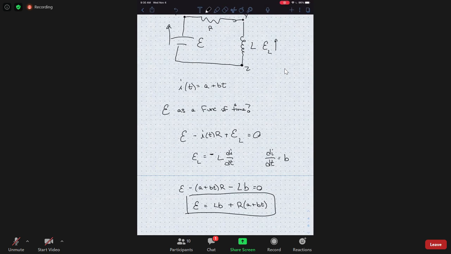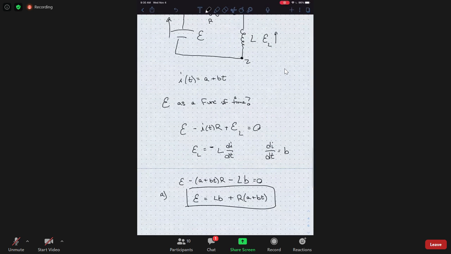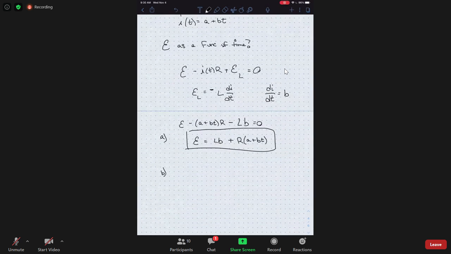And so that's part A. Part B is also fairly simple. It asks, what's the rate of change of the battery EMF? So the change is just d/dt. And once again, you're just taking another derivative with respect to time. And so we see here that the only thing in front of a variable t is R and B. So this is just R B. It's a constant change in the EMF. So this question is fairly simple. It's introducing you to the concepts of back EMF and how inductors do this.